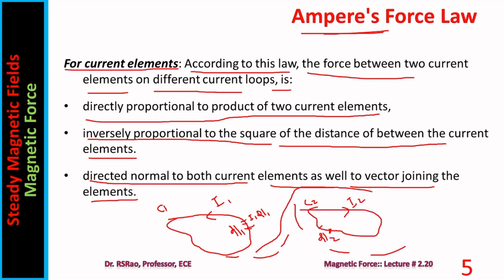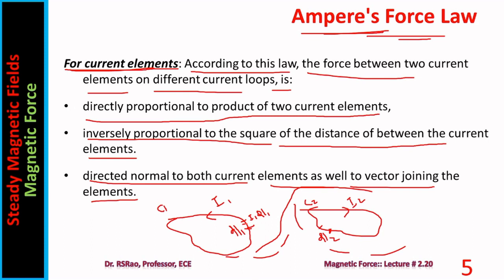Now consider DL2, current is I2 in this loop. So current element here is I2 DL2. As I2 DL2 is in the field created by I1 DL1, it experiences a certain amount of force. What is that force? That force is given by Ampere's force law for current elements. Now, another part of this law gives you the force that exists between two current loops.